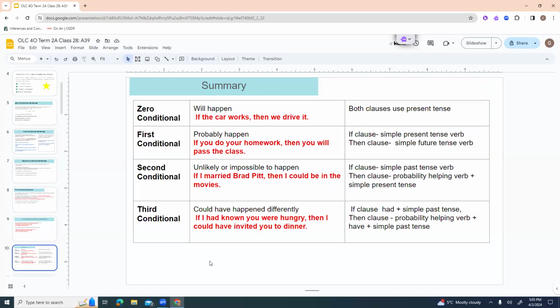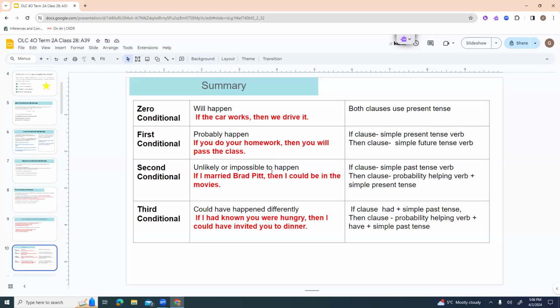Here's a quick summary, putting things in a comparative format. Zero conditional: it will happen. If the car works, then we drive it. Both clauses use present tense. First conditional: probably will happen. If you do your homework, then you'll pass the class. The if clause uses simple present, and the then clause uses simple future.